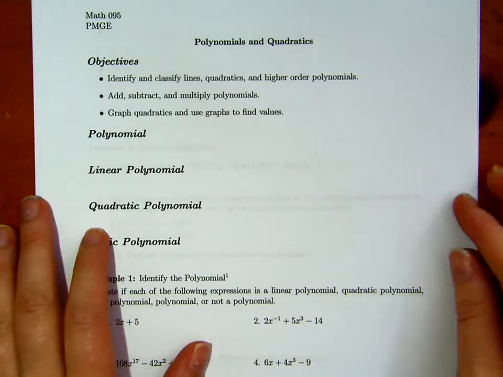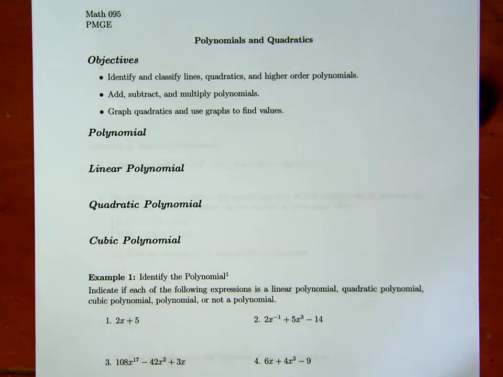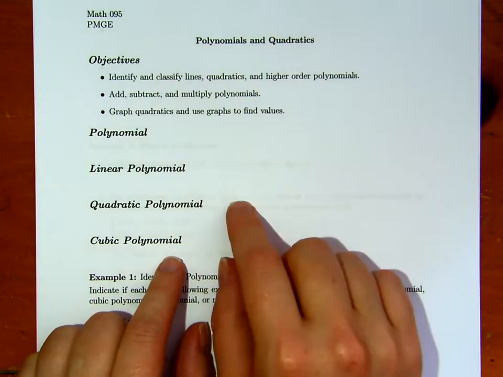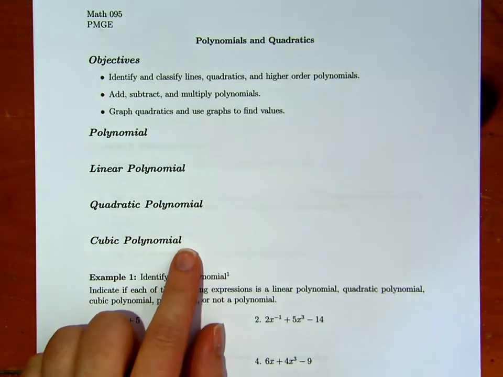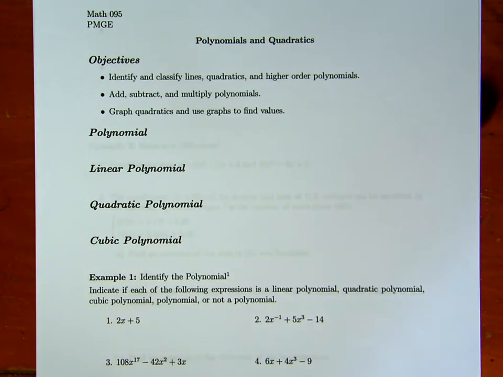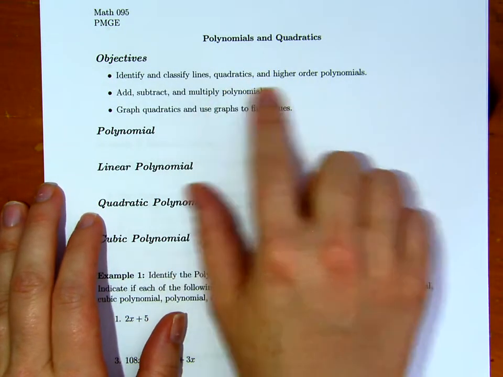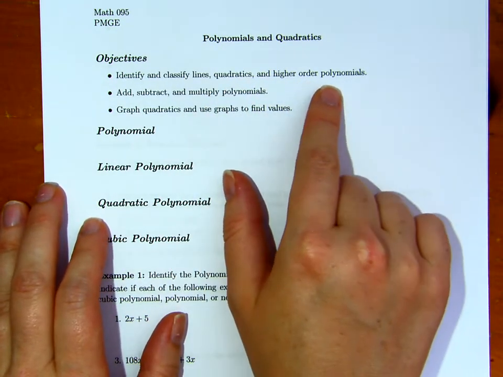So lines model many natural behaviors that happen in life and society and whatnot. But in the last section we talked about quadratics, and the reality is that also models many things, but I want you to know there are other models too. So in this section, section 4.8, it talks about polynomials and quadratics, so lines, quadratics, or higher order polynomials.